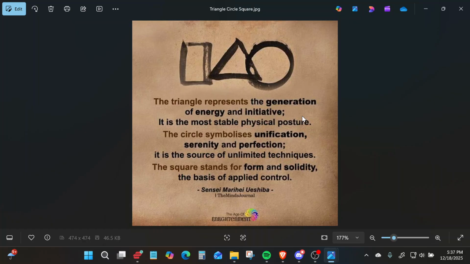And we talk about this stuff all the time. I think that gives you a general idea of what the symbols are.